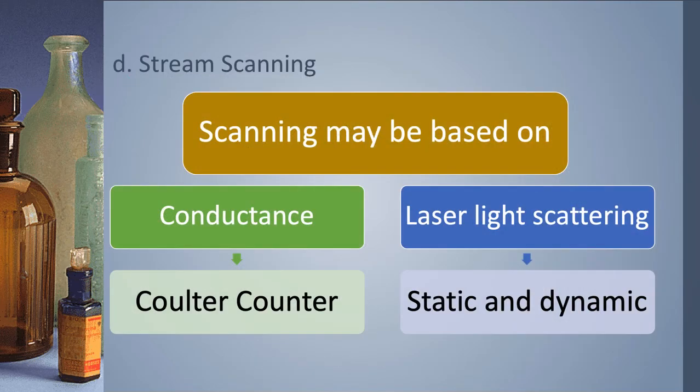The other method, number 4, is about stream scanning. And stream scanning here is done by two techniques, either by electrical conductance, where we have an equipment called a Coulter counter, or by laser light scattering. Based on the scattering of laser light, we can detect the size. We have two sub-techniques here also, static laser light scattering and dynamic laser light scattering, and we will take an example of each.